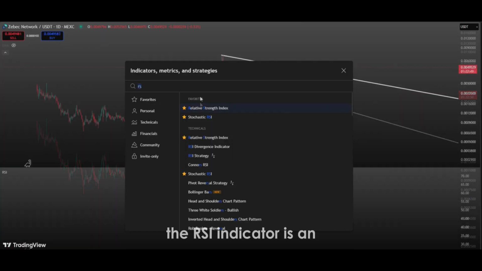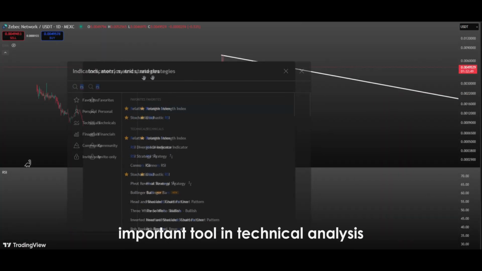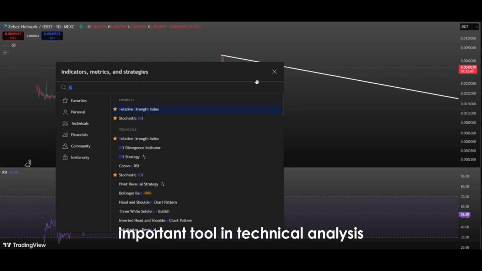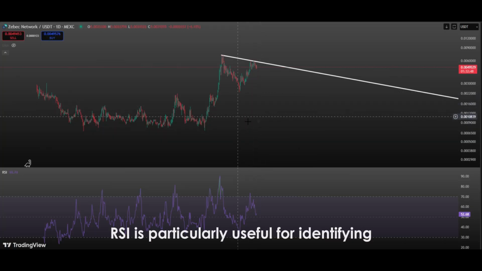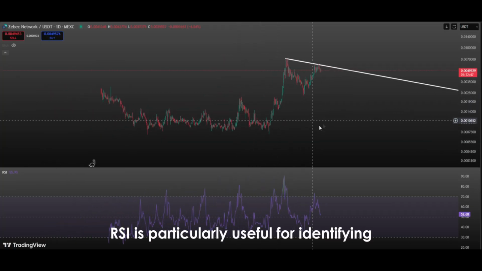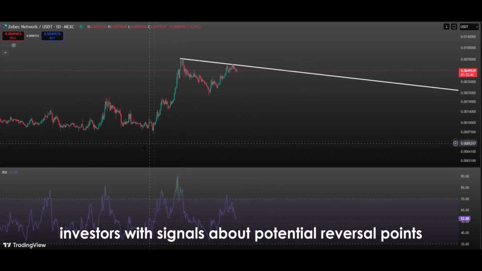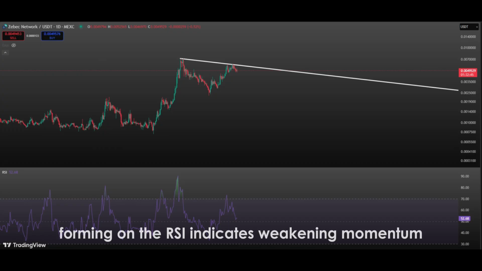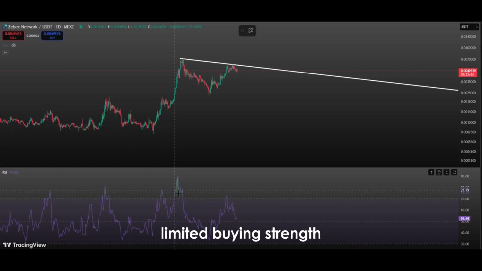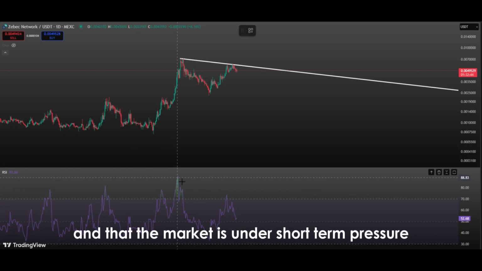Stay tuned. The RSI indicator is an important tool in technical analysis used to measure the speed and momentum of price movements. RSI is particularly useful for identifying overbought or oversold areas, providing investors with signals about potential reversal points. A downtrend forming on the RSI indicates weakening momentum, limited buying strength, and that the market is under short-term pressure.